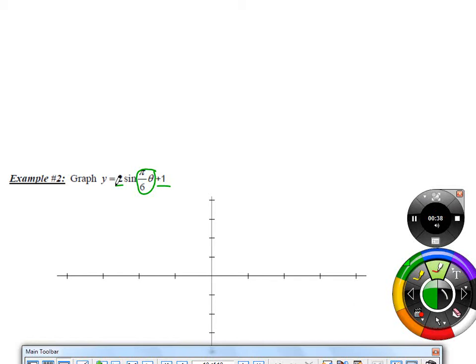And normally the period of the sine function is 2 pi. But because of that pi over 6, I'm going to multiply it by this 6 over pi, which is a horizontal stretch. And the result is going to be 12. This means that the period of this function is 12.